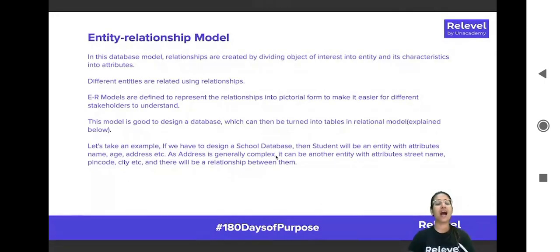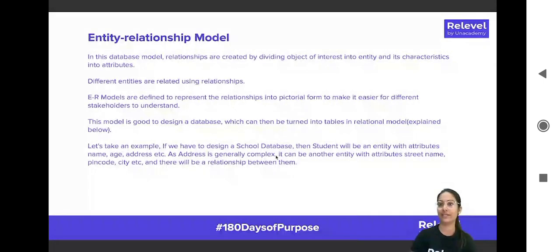After this, what we have is the entity relationship model. In this database model, relationships are created by dividing the objects of interest into entities and their characteristics into attributes. So here we try to have different entities which are present in our database, and we try to logically divide them. Whatever characteristics of interest they have become the attributes. Different entities are related using relationships.